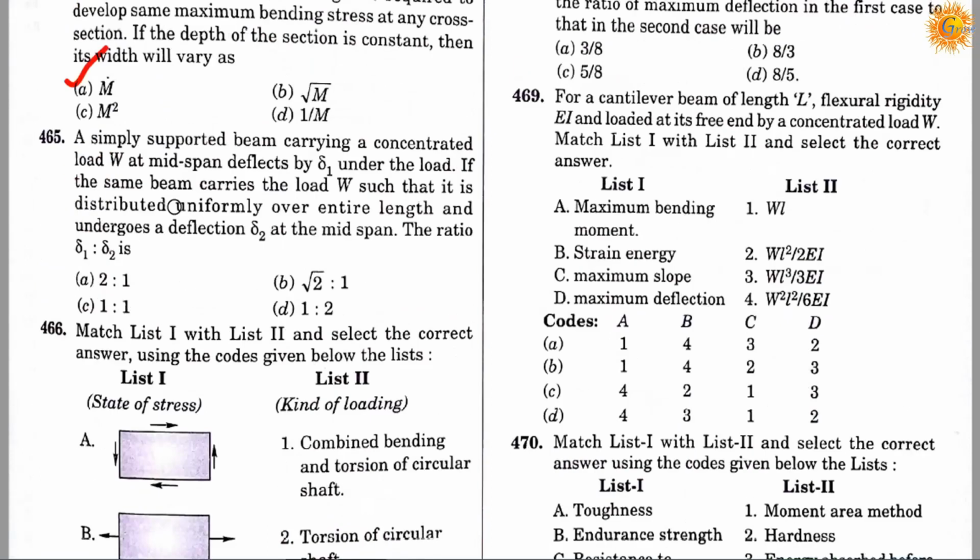Question number 465. A simply supported beam carrying a concentrated load W at mid-span deflects by delta 1 under the load. If the same beam carries the load W such that it is distributed uniformly over entire length and undergoes a deflection delta 2 at the mid-span, the ratio delta 1 upon delta 2 is option A 2 upon 1, option B is root 2 upon 1, option C is 1 upon 1, option D 1 upon 2. Correct answer is B, it will be root 2 upon 1.